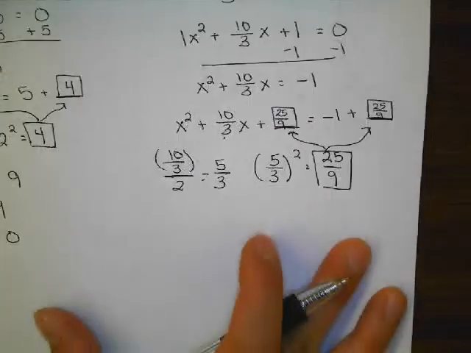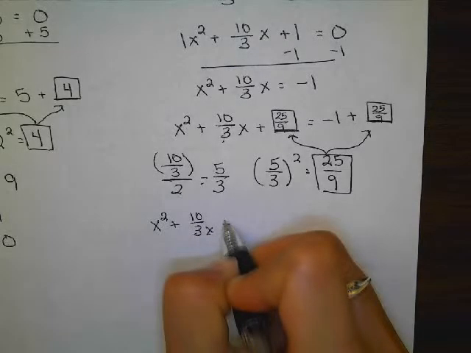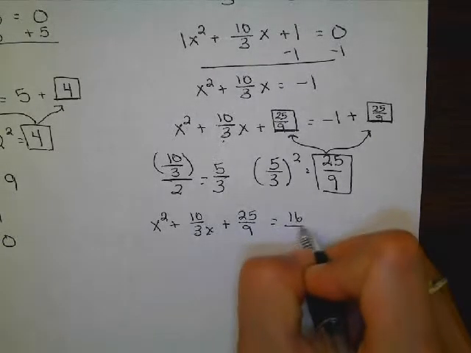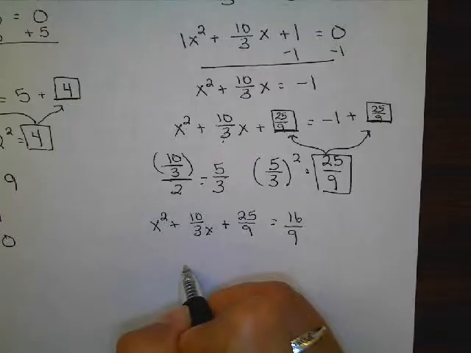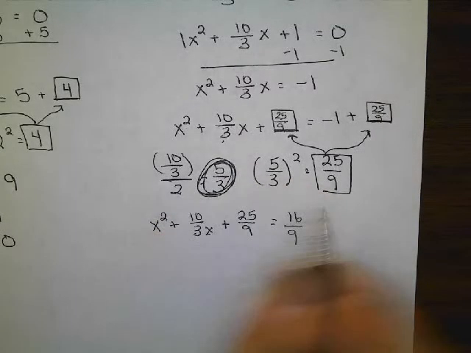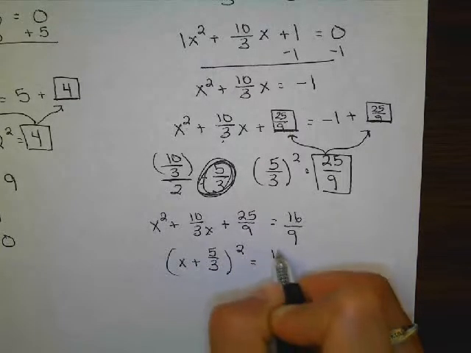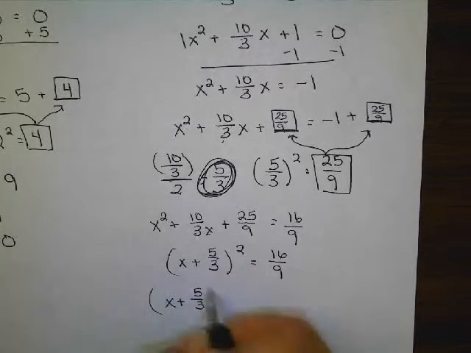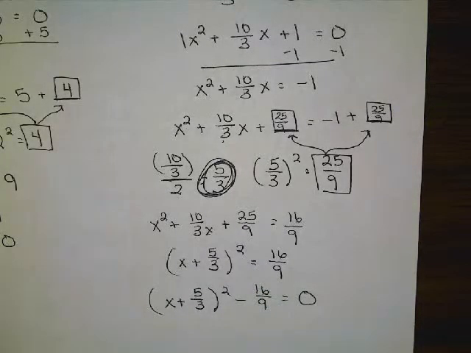Okay, so now we have x squared plus 10 over 3x plus 25 over 9 equals negative 1 plus 25 over 9, which is 16 over 9. And then we will simplify this piece right here into a binomial, which again comes from this. So we have x plus 5/3 squared equals 16 over 9, and then we can subtract that back over. And now we've completed the square.